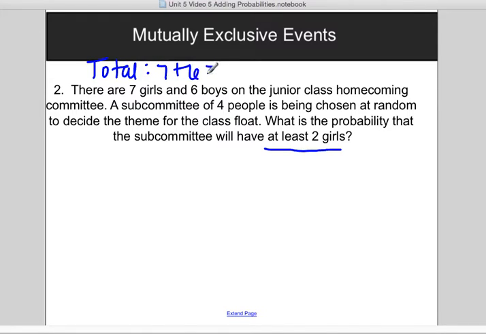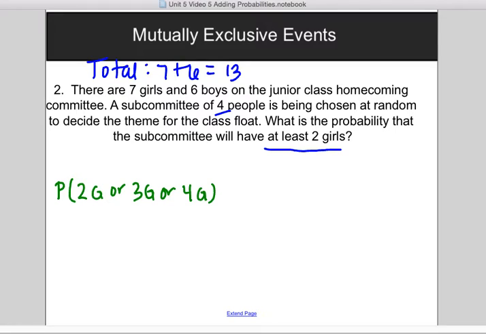7 plus 6, so there are 13 total people. We want to know the probability that the committee of 4 will have at least 2 girls. So what I really need to do is figure out the probability of having 2 girls, or the probability of having 3 girls, or the probability of having 4 girls.